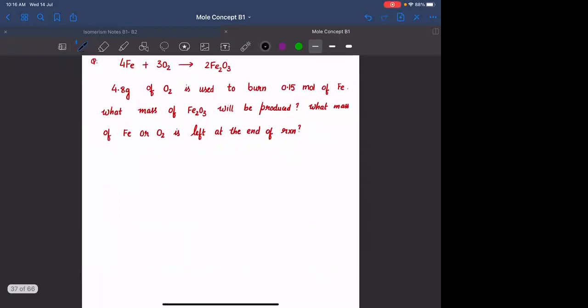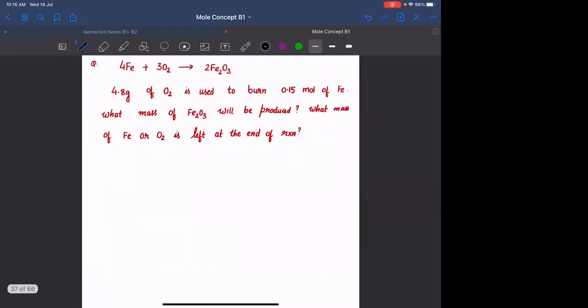Next question. Solve this. 4Fe plus 3O2 gives rise to 2Fe2O3. You are already given the reaction. I'm starting with 4.8 grams of O2 to burn 0.15 mole of Fe. What mass of Fe2O3 will be produced? What mass of Fe or O2 is left at the end of the reaction? मतलब they're asking us to analyze which is the limiting reagent.